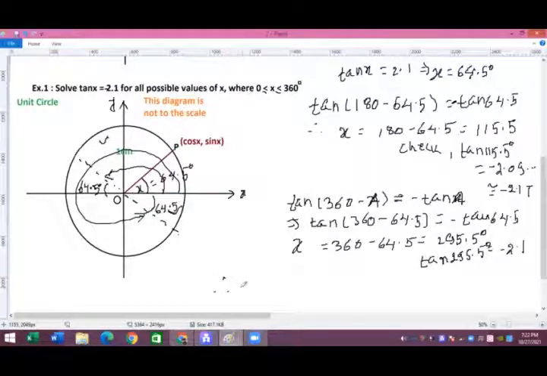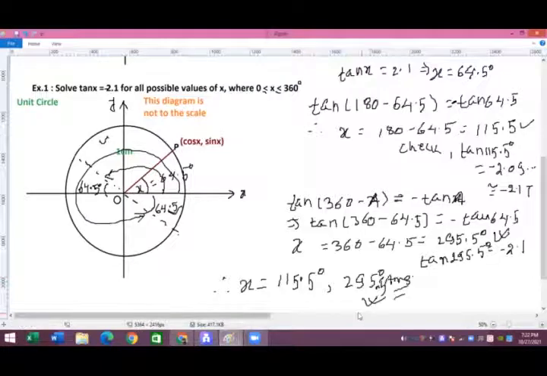So therefore the possible values of x in this case, where x is from 0 to 360 degrees, are as follows. The first value we don't keep here because the first value is for the positive tan, but for the negative tan we have to keep these values, which are 115.5 degrees, and another value where tan is negative, you can check here, this. Yes, so this is 295.5.